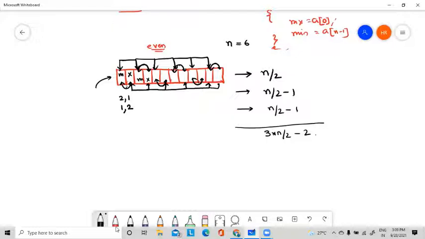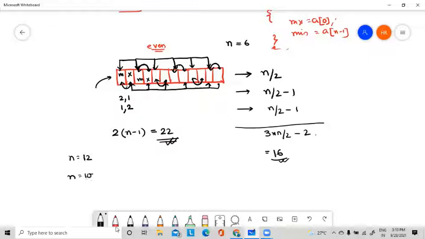Now in the previous case, for max and min, it is 2(n-1). If the value of n is, say for this example, 12, how many comparisons have we performed? It is 22. Now if I put the value here, it becomes 18 minus 2, which is 16. So for n=12, my first algorithm requires 22 comparisons. My second algorithm requires 16 comparisons.